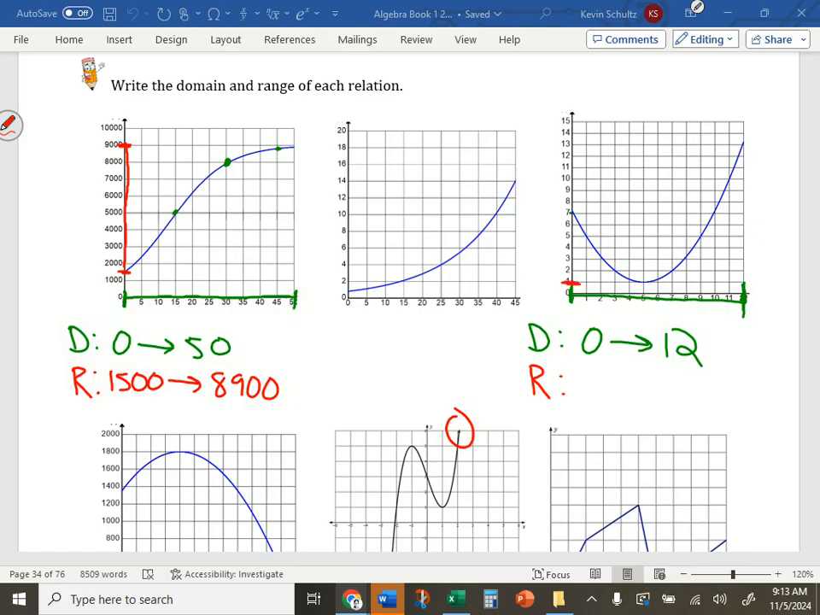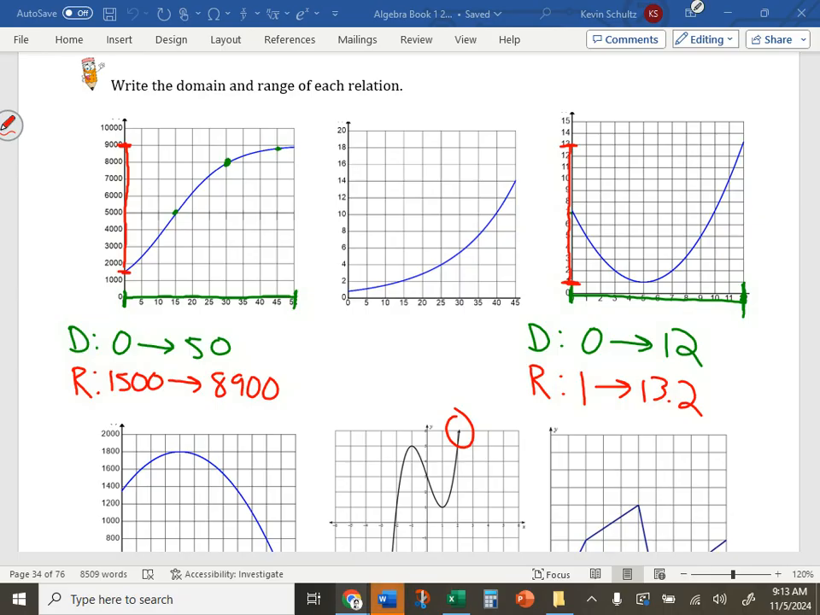It doesn't matter where it starts. Because it dips all the way down to 1, that's the lowest y value that's being used. What's the highest one? Give or take. 13-ish. 13.2, you know, whatever. But everything between here and here is being used. Even though it moves around a little bit, everything there's being used. So our range would be 1 to 13.2 or whatever you want.